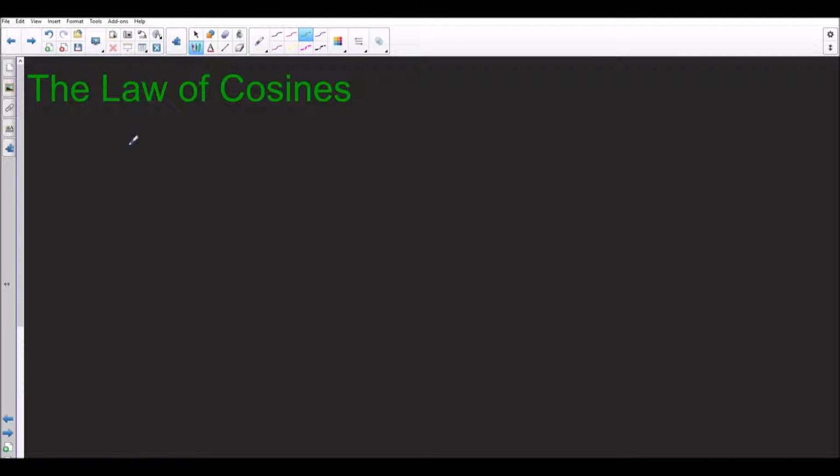All right, so we're going to talk about the law of cosines. And this is the law. It's a squared is equal to b squared plus c squared minus 2bc cos of A. Now, actually, if you look at the letters in here, you can see what it's saying.